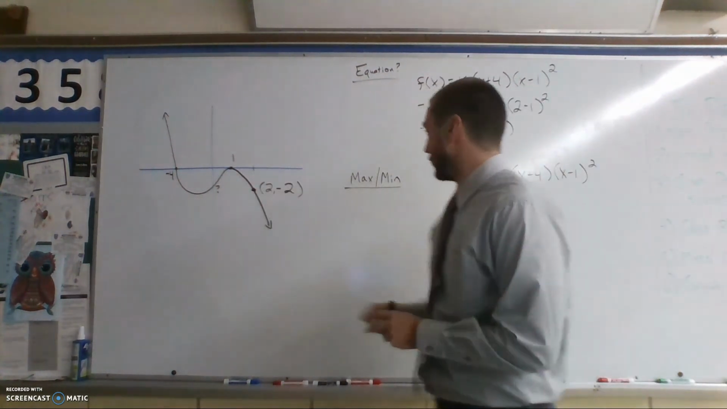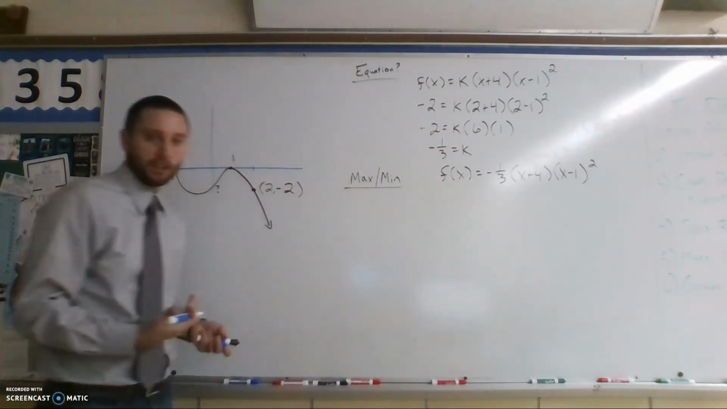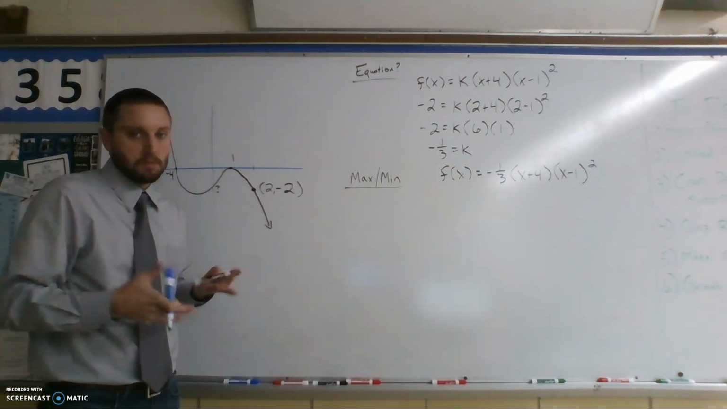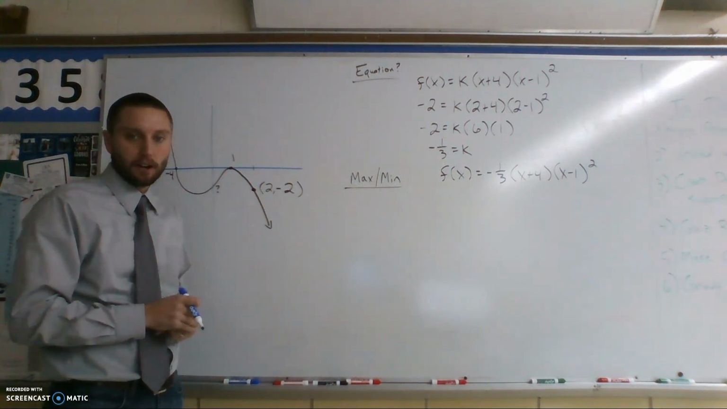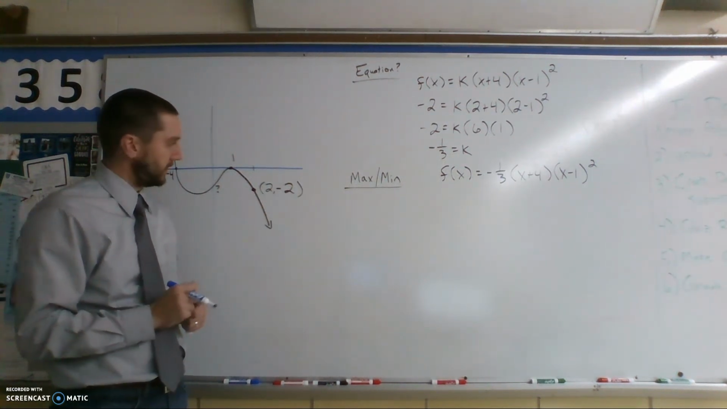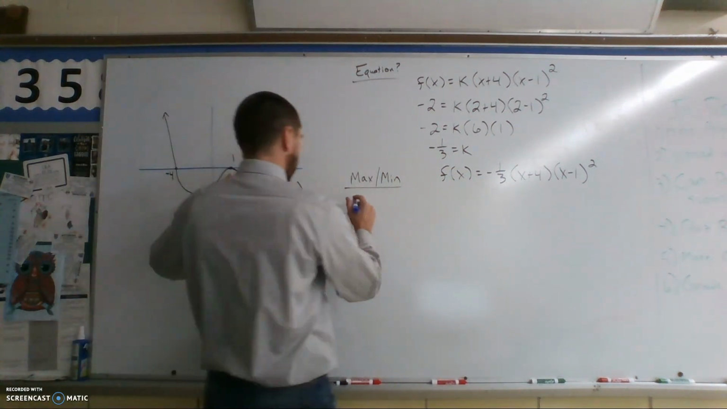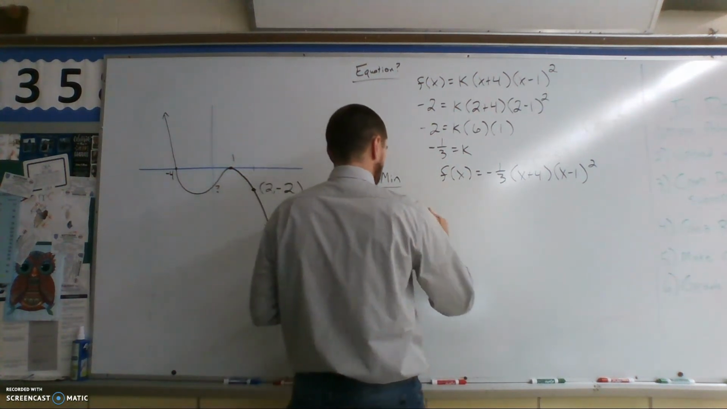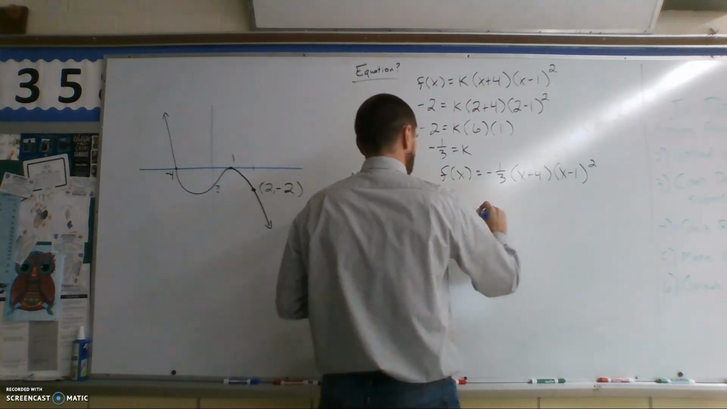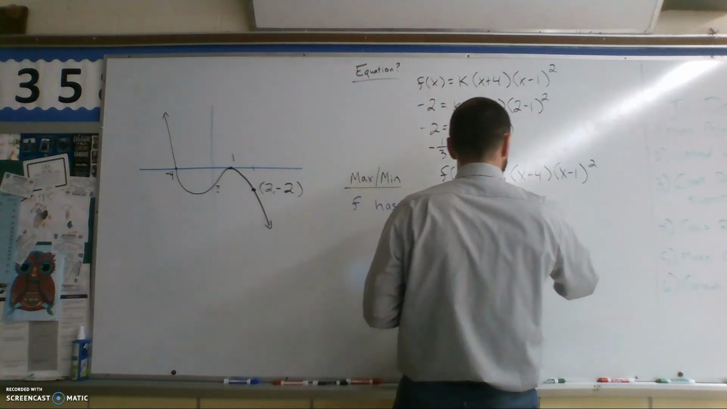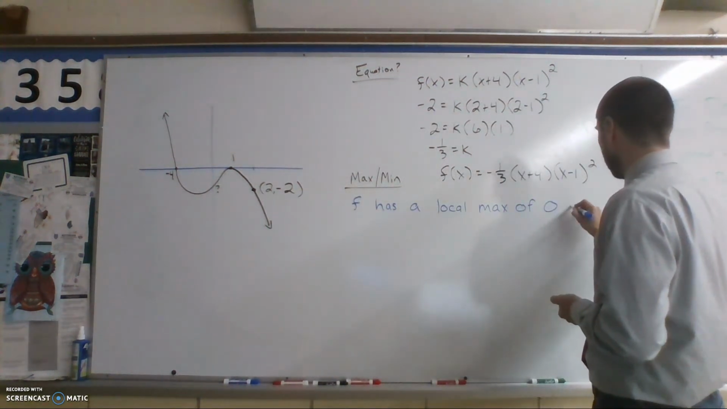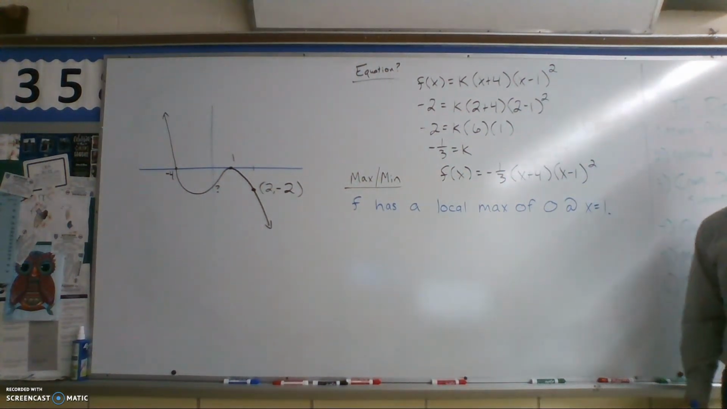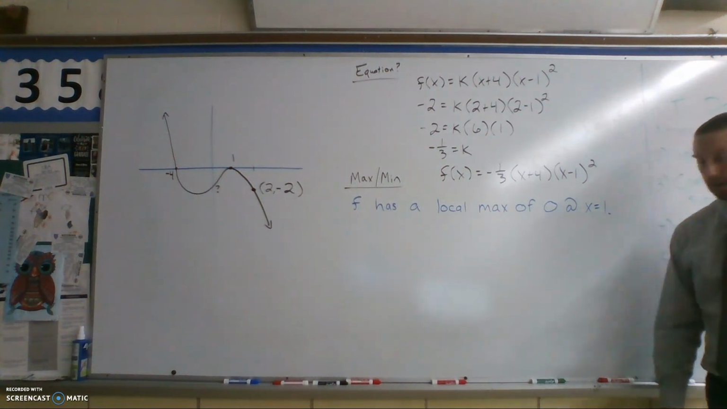Alrighty, so now I want to know these max and mins. I already know this one. I want to show you how I'm going to ask you guys to write these. Last year you maybe just wrote them as a coordinate, which is fine. But in pre-calc and calc world, we're going to try to be a little bit more sophisticated. So we're going to say f, that's the name of our function, has a local max of 0 at x equals 1.